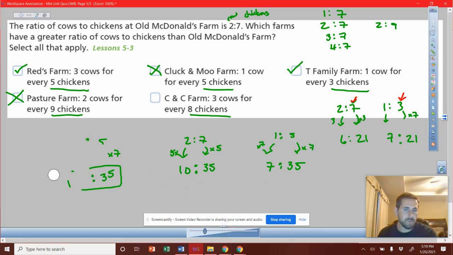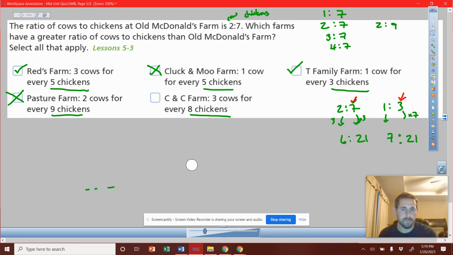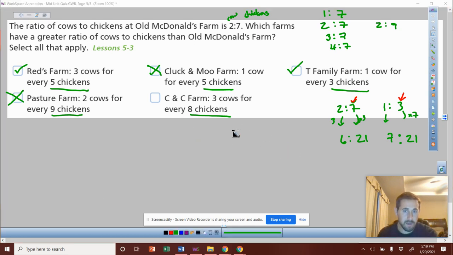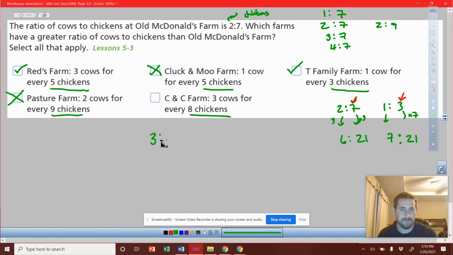Okay, I'm going to erase a little bit, but we've got a little bit more work to do on our 3 to 8 cows relative to our 2 to 7 cows. Okay, so what we're going to do is multiply by 7. Over here, we'll multiply by 8.